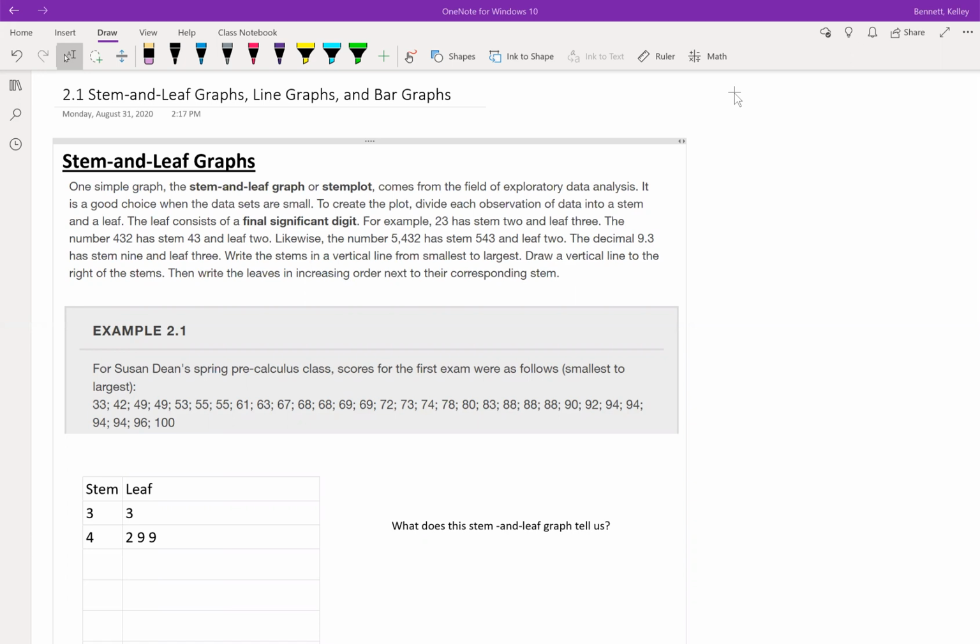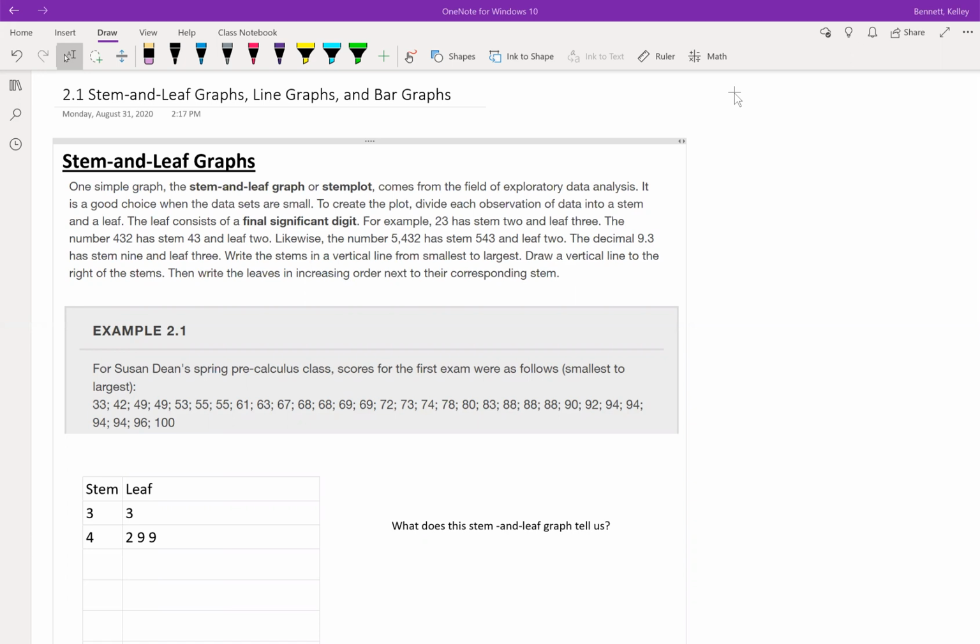So we're going to go over stem and leaf graphs, line graphs, and bar graphs. For line graphs and bar graphs, we're going to have a little Excel assignment where we take some data and we practice producing line graphs and bar graphs in Excel. So to start, let's begin looking at stem and leaf graphs.